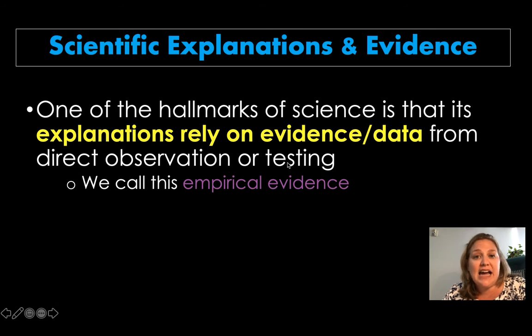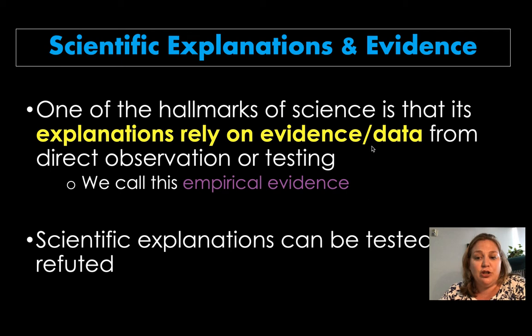You did this lab. You tested the flexibility of a gummy worm at 4 different temperatures. And because we rely on empirical evidence, it means that scientific explanations can be tested by other people as well as refuted. If they do the same lab you did and they don't get the same results, that means that you may have made a mistake.